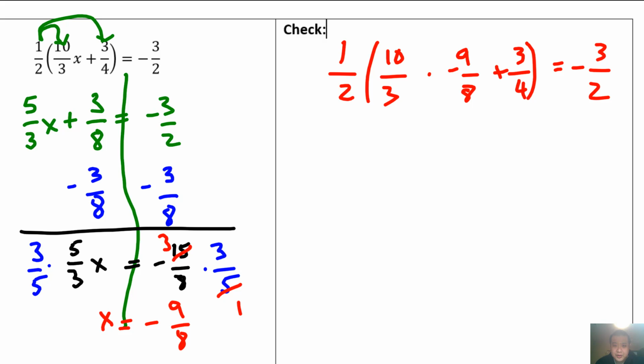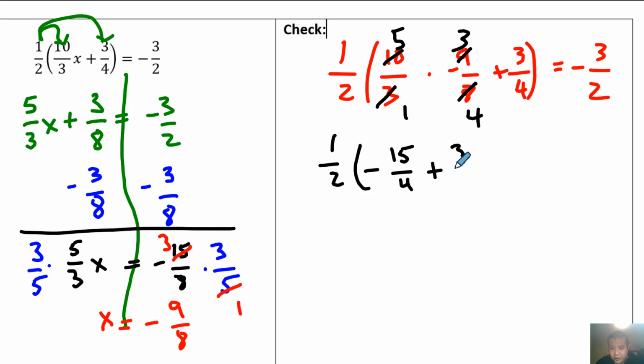And what we can do then is we're supposed to multiply first, and we can do some cross-canceling, a lot of cross-canceling. 3 and 9 becomes 1 and 3. 10 and 8 becomes 5 and 4 because 2 goes into both of those. And what we get is 1/2 times 5 times 3, so we get negative 15/4 plus 3/4. Hopefully again gets us negative 3/2.